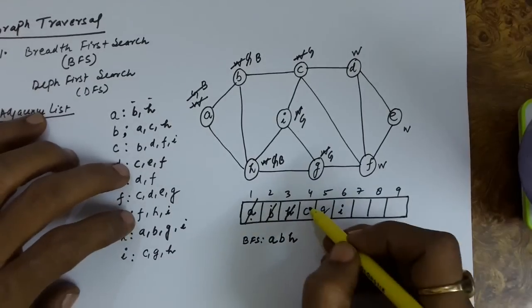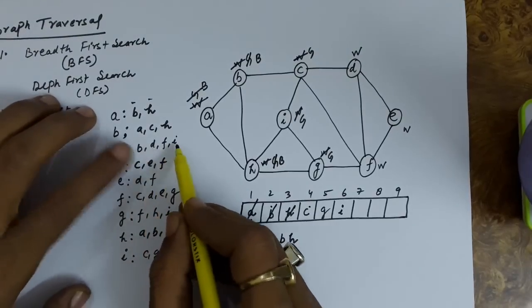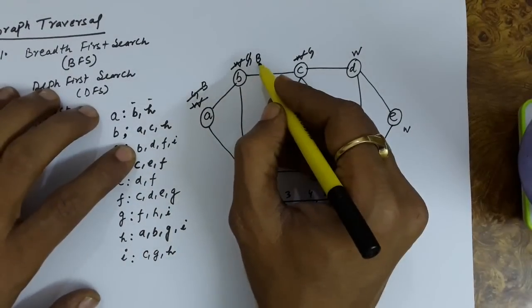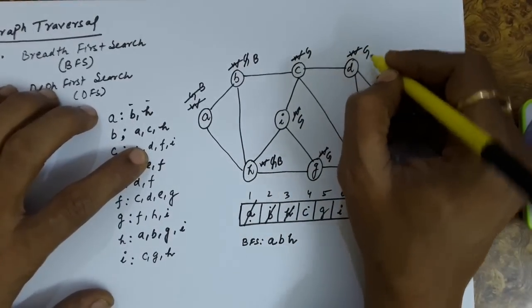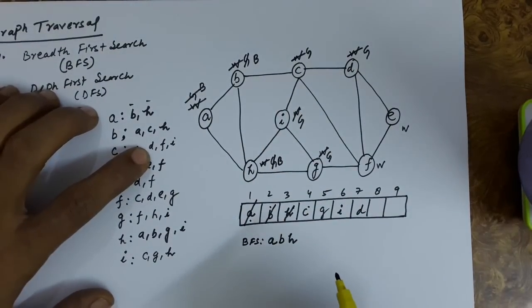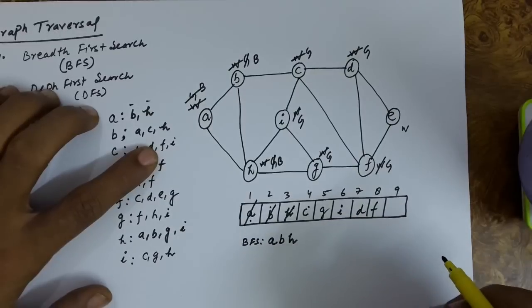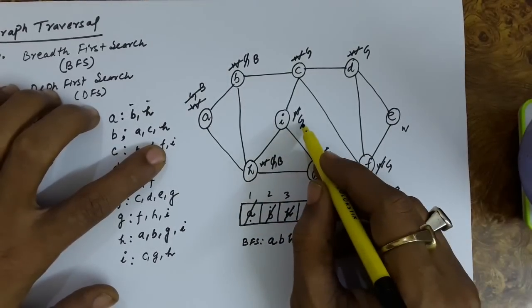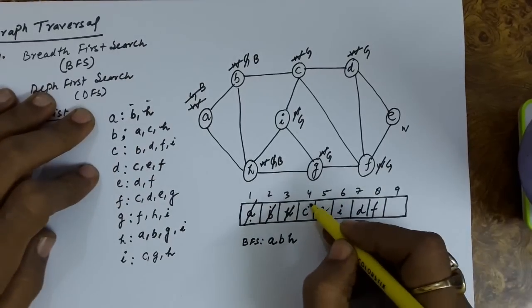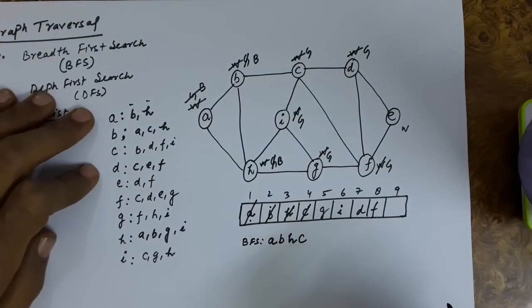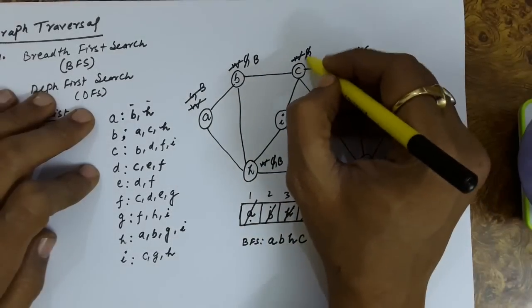Now see the connections from C. So from C we have the connections B, D, F and I. B has a color black, D has a color white, so add D here and make its color as gray. F is of color white, make it gray and insert it in the queue. I is of gray color already, so we will not add I here again. So we have seen all the connections from C, delete it from the queue, add it in the BFS sequence and make the color of C as black.